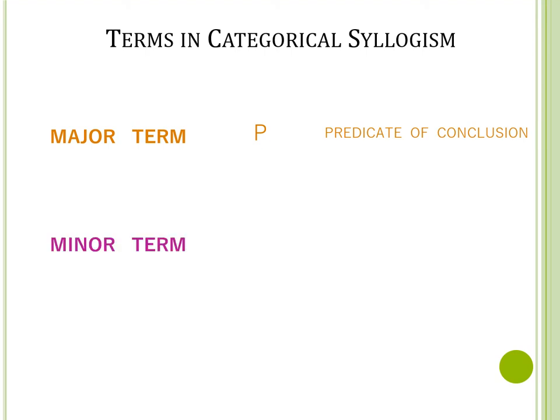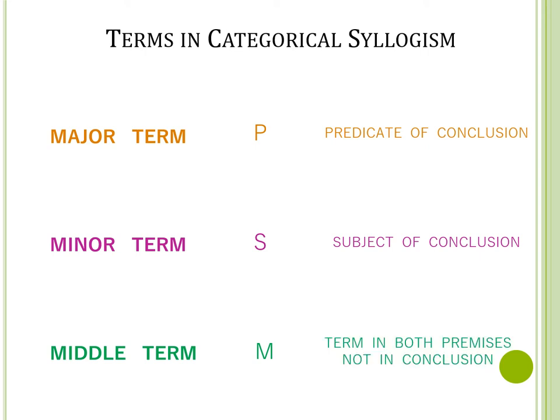Now we will understand the terms in categorical syllogism. The first is the major term. It is represented by capital P, which is the predicate of the conclusion. Then we have the minor term, which is represented by capital S, and it is the subject of the conclusion. Then we have the middle term, which is represented by capital M, and it is that term which occurs in both the premises but does not occur in the conclusion.